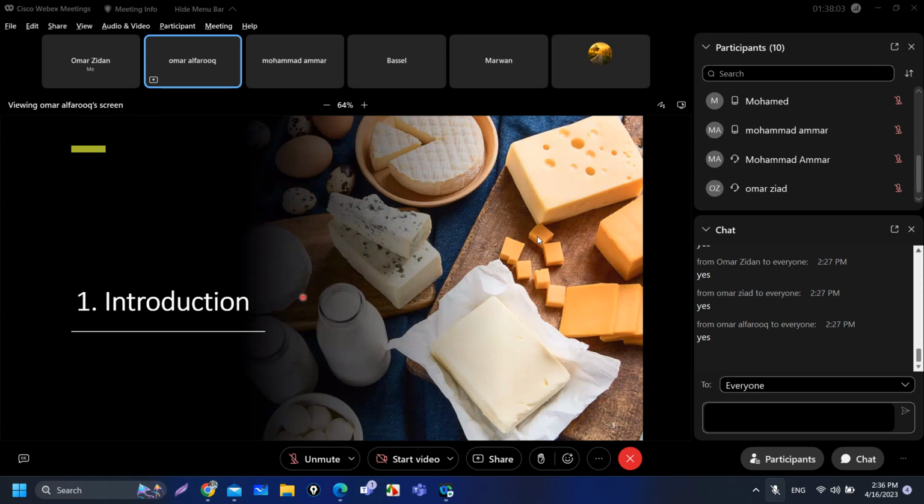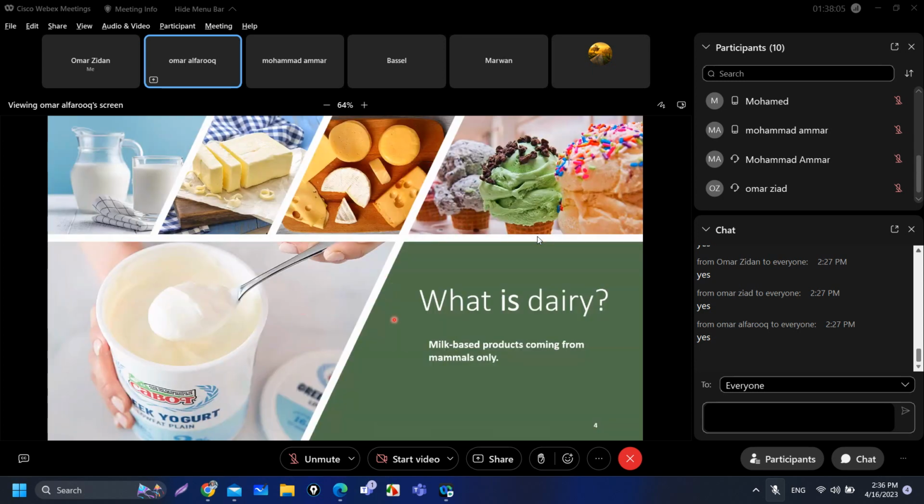Now, starting off with the introduction. What is dairy? Dairy is basically any product based on milk that comes from mammals. So coconut milk, for example, or almond milk is not considered dairy. We only consider it dairy if the milk came from a mammal. Then we can use this milk to produce various products like butter, various types of cheese, ice cream, and yogurts.